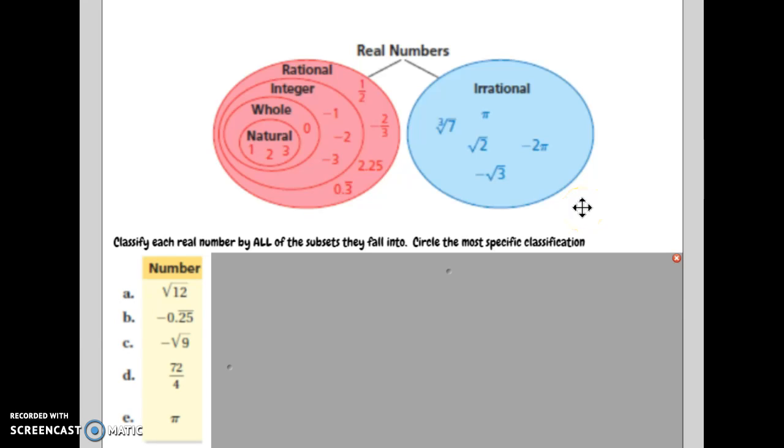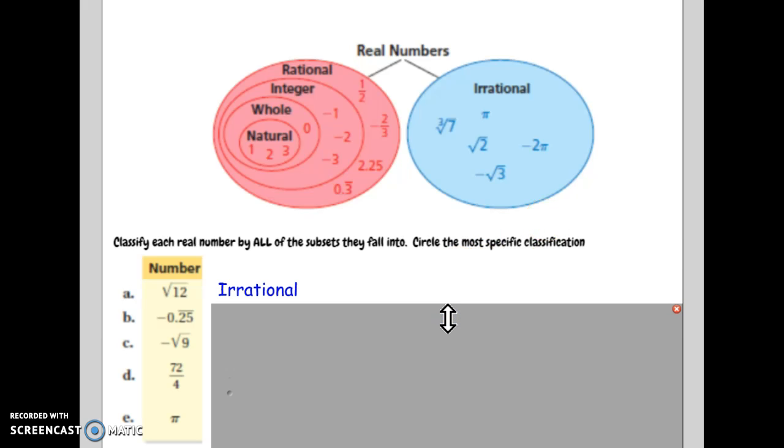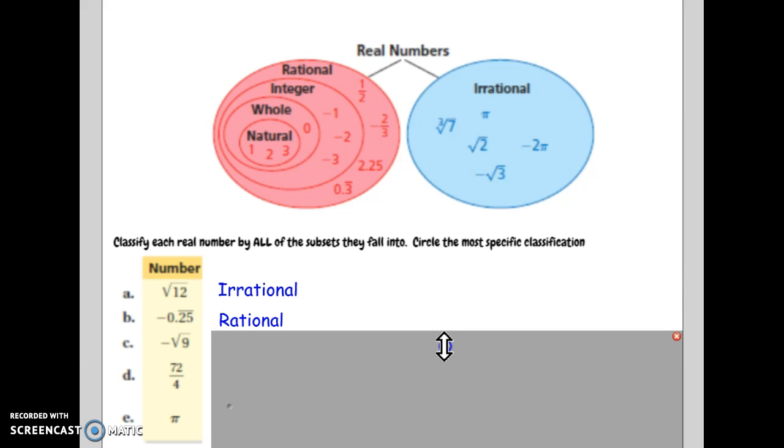So I have the square root of negative 12. Well, I don't know that that's a perfect square. So what I do know is that it's actually going to be an irrational number. That is the most specific classification. It's the only one it falls into. Then I have the negative 0.25 repeated. Well, it is a decimal, which means it can be written as a fraction because it ends or repeats. So since it can be written as a fraction, it's only under rational.